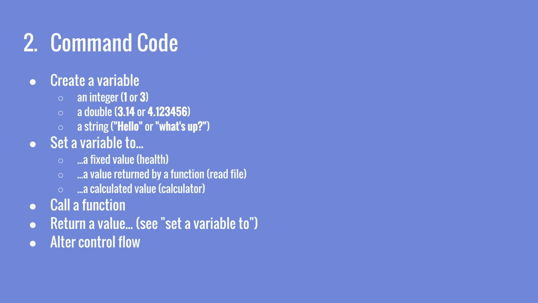And finally, you can alter the control flow. Normally, the code is executed from top to bottom, but you can do a conditional statement. Maybe if some condition is true, then you'll do something. Otherwise, you don't do it. For example, if your health is 0, then you would kill the player. Otherwise, you wouldn't kill the player. And a loop is another control flow.